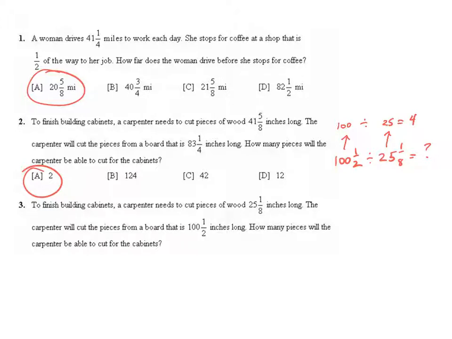First thing I'm going to do is change them to improper fractions. So I have 201 over 2, and then also 201 over 8. I'm going to multiply by the reciprocal of 201 over 8. And then I'm going to cross simplify wherever possible. I can pull out a 2 from here, and I can pull out a 201 from here. So I get 4 over 1, which equals 4 pieces the carpenter is going to be able to cut for the cabinets.